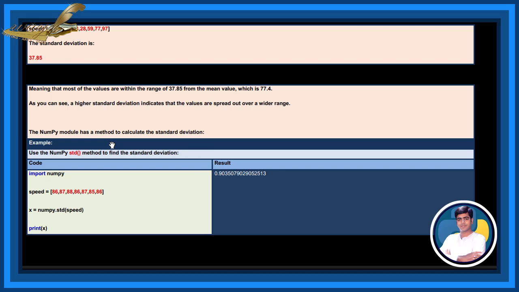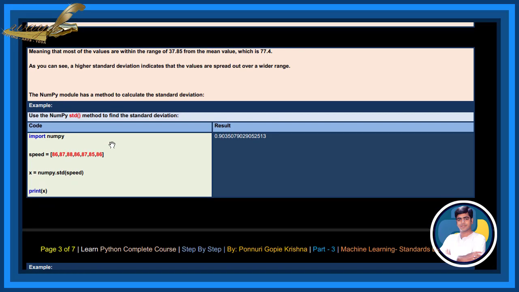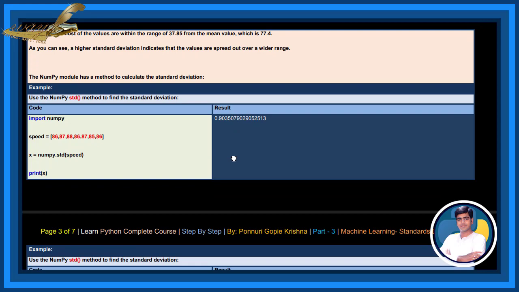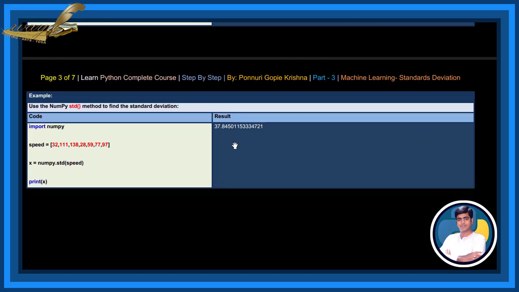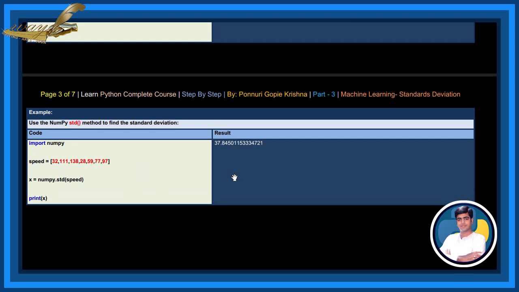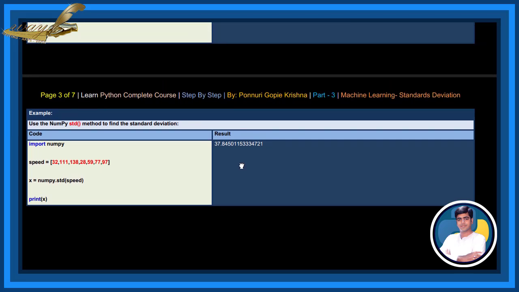The NumPy module has a method to calculate the standard deviation. Use the NumPy std method to find the standard deviation. By using the std method, the result returns 0.90 something. See the second example: by using this, the result is 37.8450 and so on.